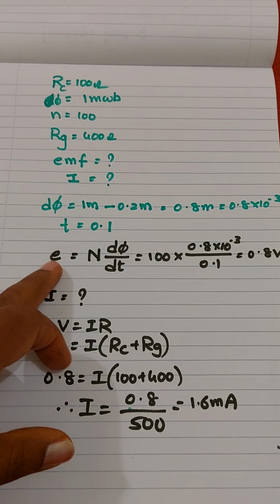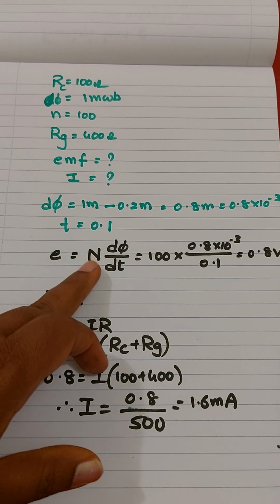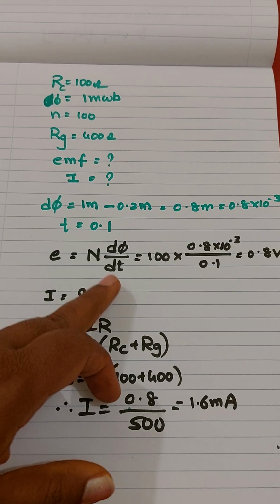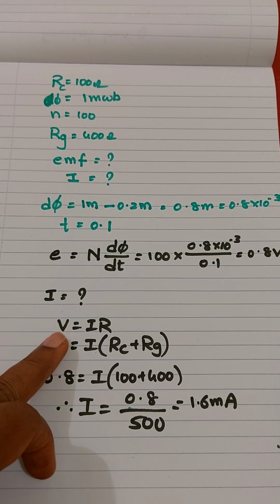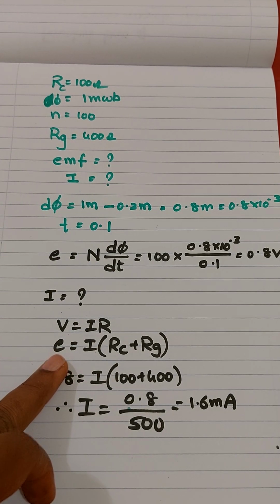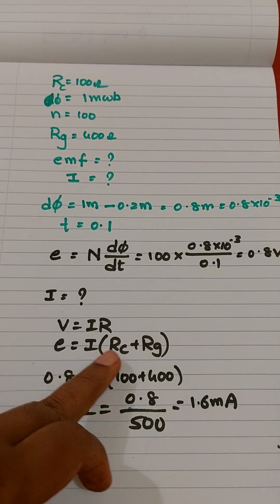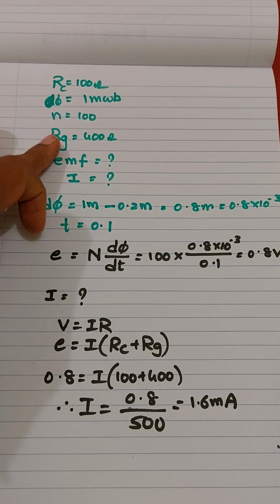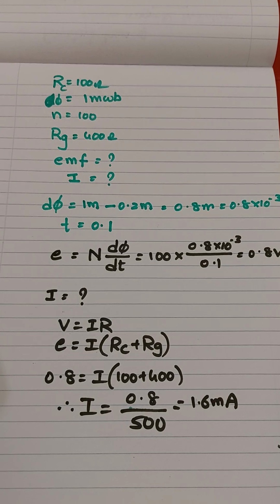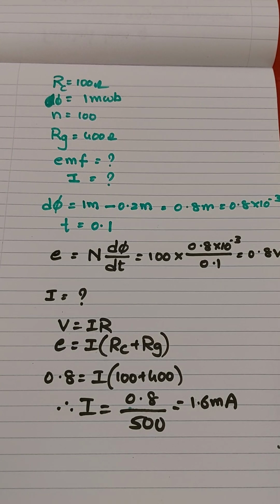So that's the reason I just took E is equal to N d phi by dt. So N you know, d phi you know, dt you know, you got E. Usually V is equal to IR, V means E. So E you know, I you should find, R also you know because RC plus RG is already given. So this is how you find the I value.